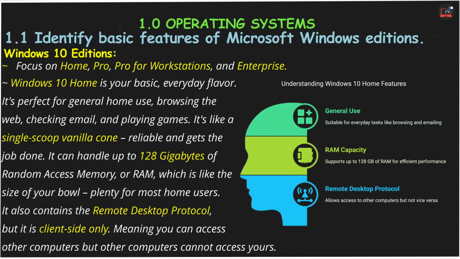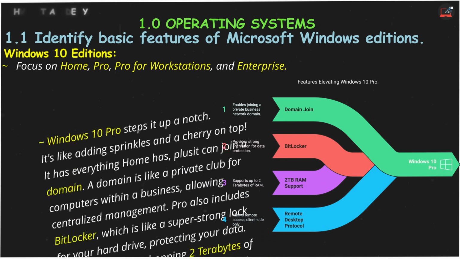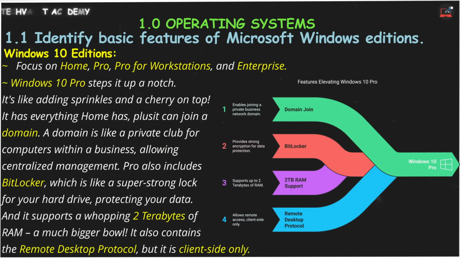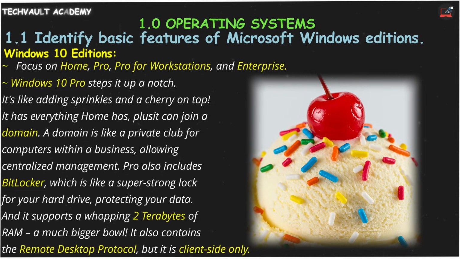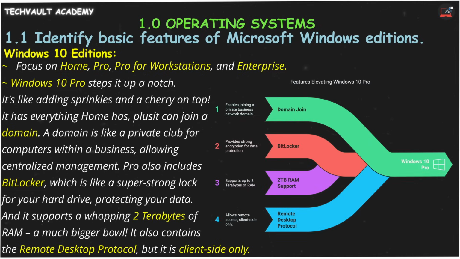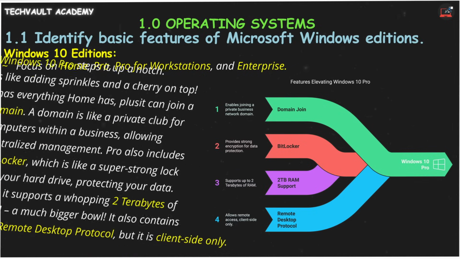Windows 10 Pro steps it up a notch. It's like adding sprinkles and a cherry on top. It has everything Home has, plus it can join a domain. A domain is like a private club for computers within a business, allowing centralized management. Pro also includes BitLocker, which is like a super strong lock for your hard drive, protecting your data. And it supports a whopping 2 terabytes of RAM, a much bigger bowl. It also contains the remote desktop protocol, but it is client-side only.